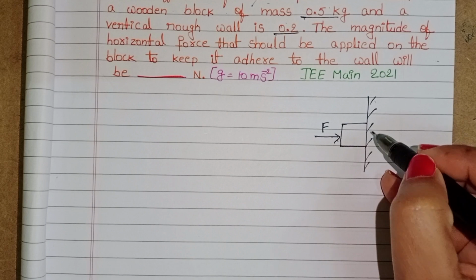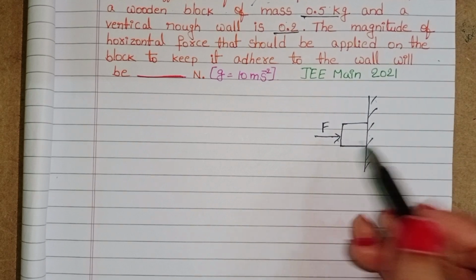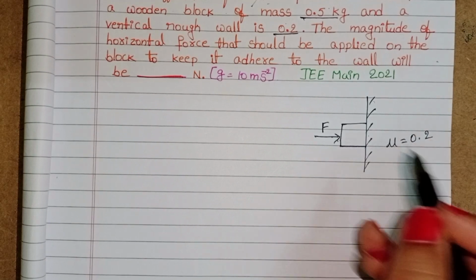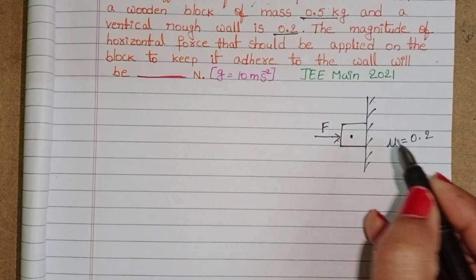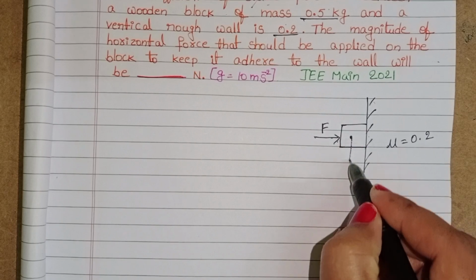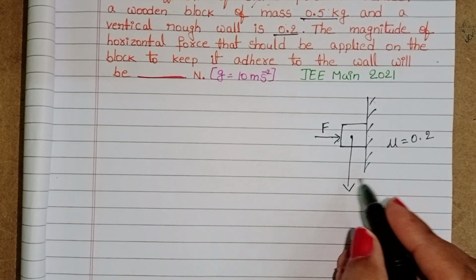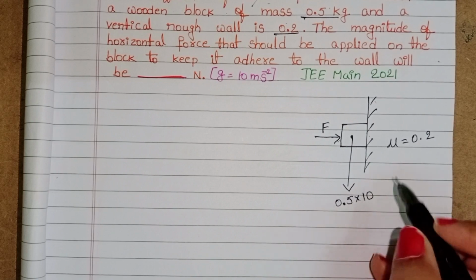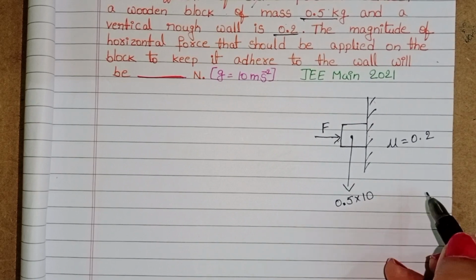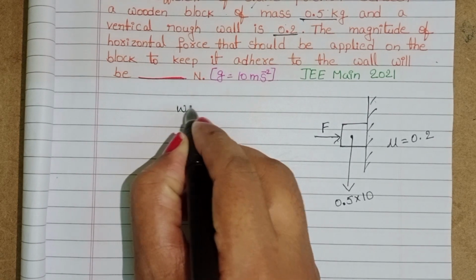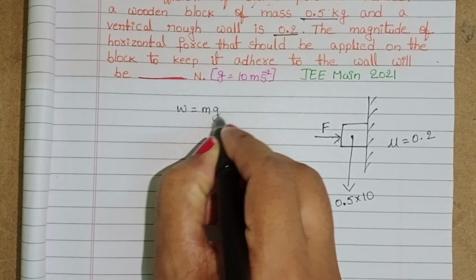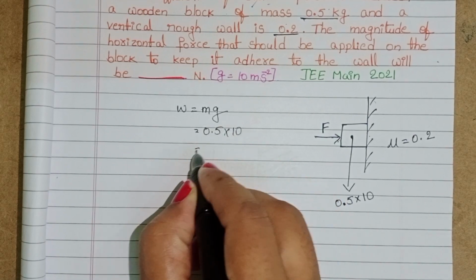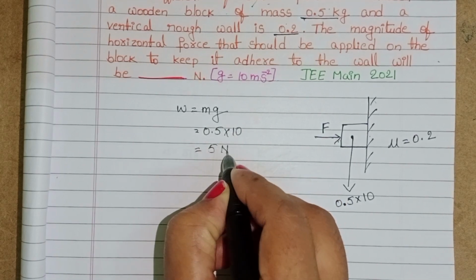The coefficient of friction between this wall and the wooden block is 0.2. Mass of the block is 0.5 kg. So the weight of the block is acting in the downward direction. Here g value is 10 meters per second squared. W is equal to mg, 0.5 into 10, 5 Newton.